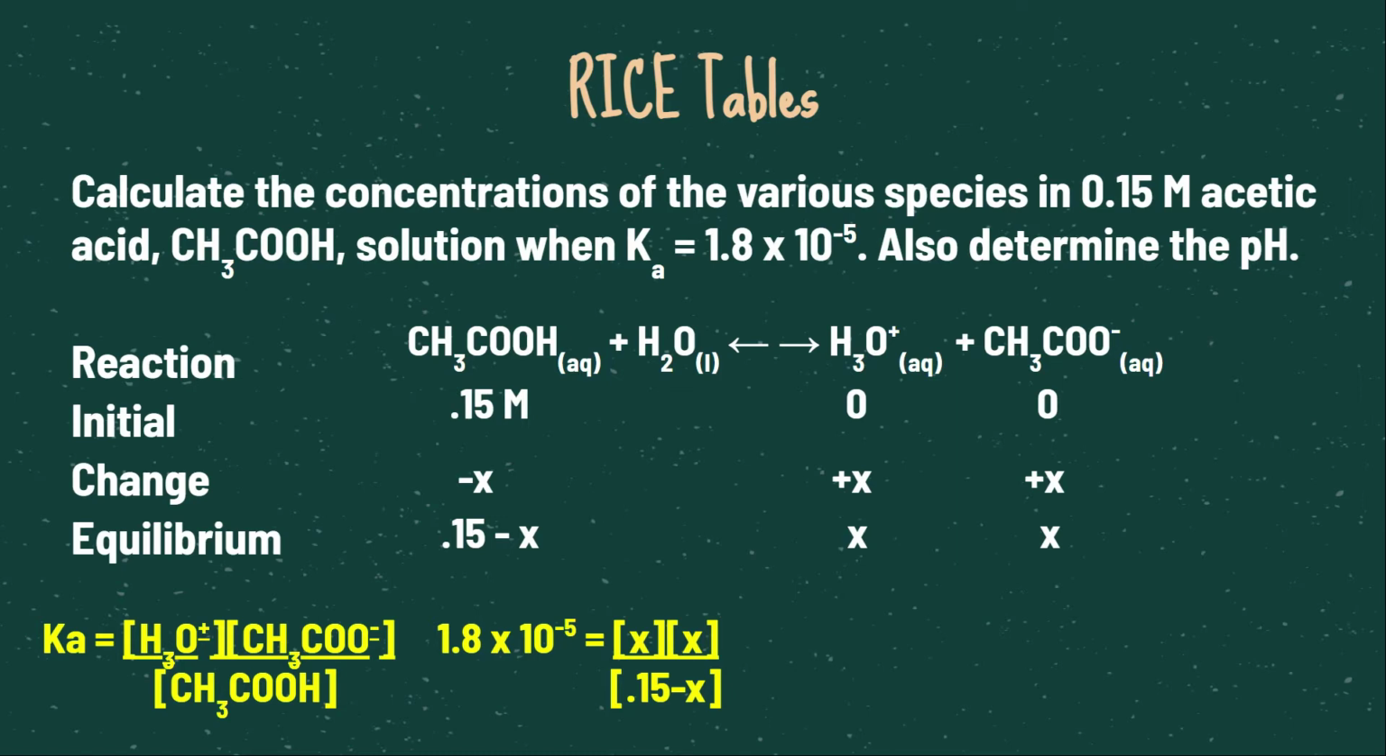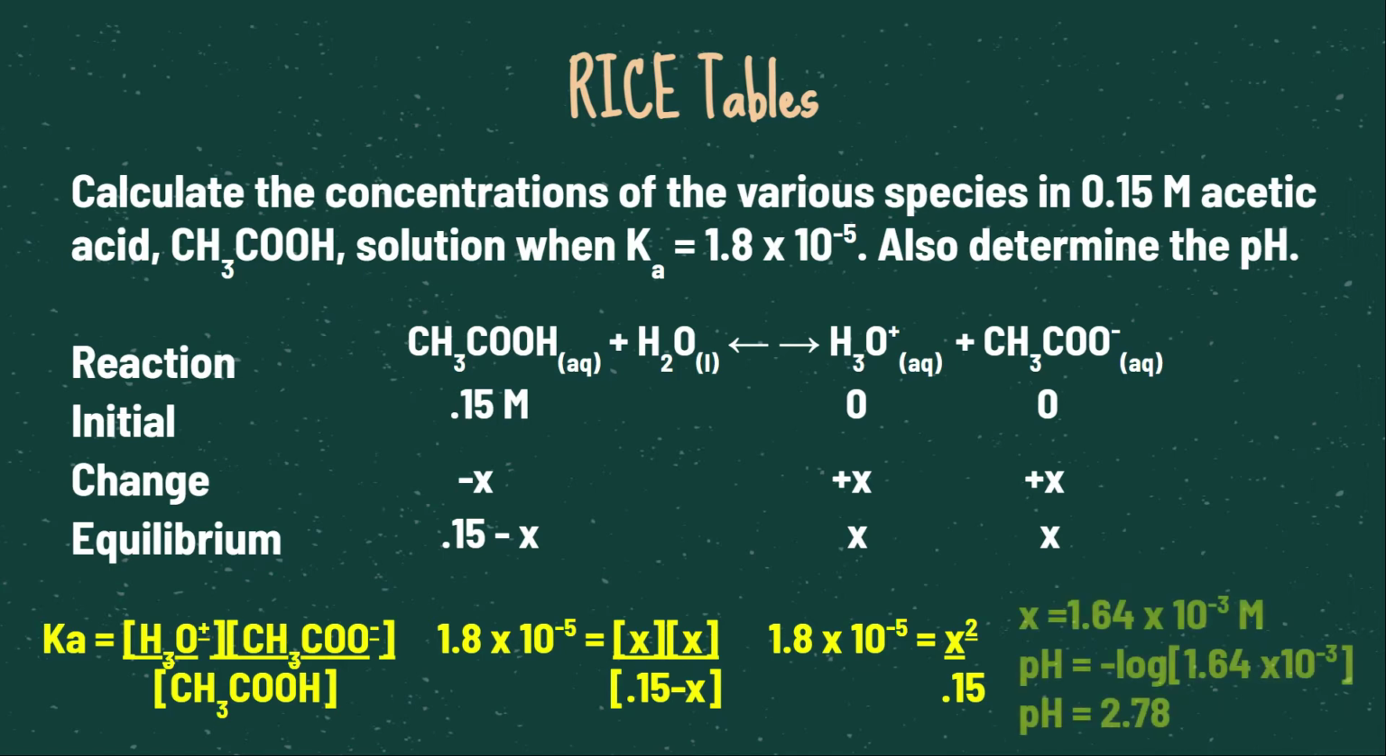Now one thing that's really nice about this is that the X is going to be a very, very small number, especially compared to 0.15. So what we can actually do with that number at the bottom, that minus X, is cancel that value. That's going to make this a whole lot easier because otherwise we would have to use the quadratic formula in order to solve for X. So I'm just going to simplify. Multiply the two X's together to get X squared and divide by 0.15. And now I can solve for X relatively easily.